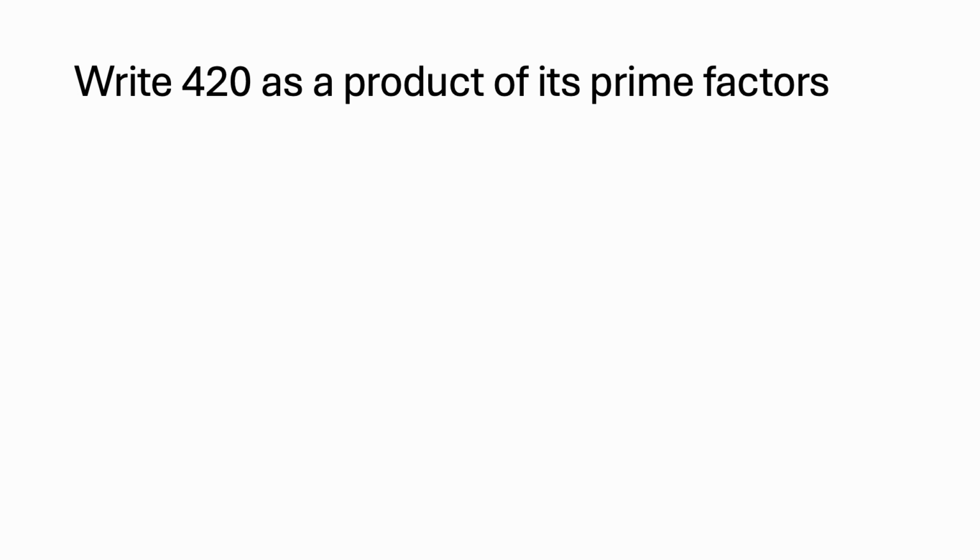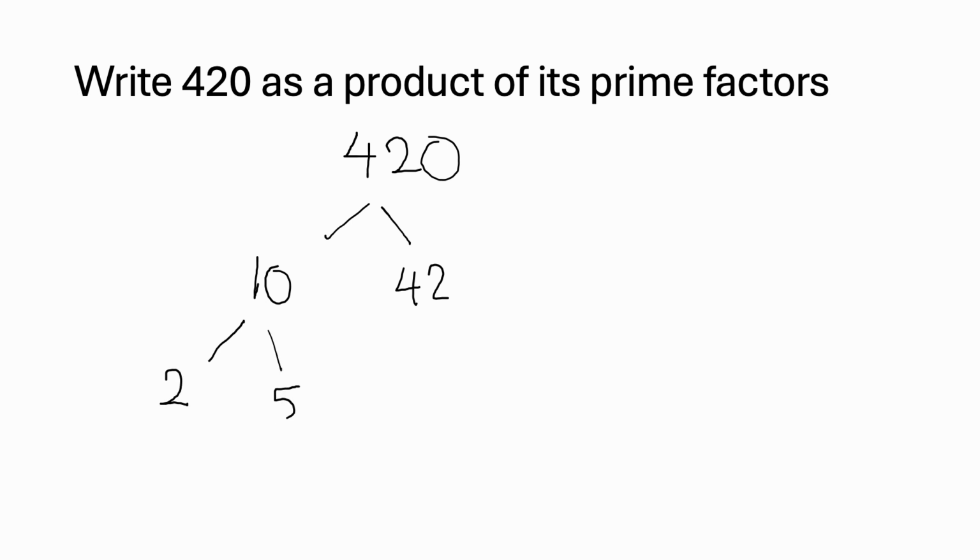Okay, we've got this one here, 420. Let's split that one down. 420, yeah, we can divide by 10 potentially. So 10 and 42. Okay, they're not prime numbers, so we may have to split both of them further down. So 10, we can do 2 and 5. 2 and 5 are prime numbers, so that one is done and dusted.